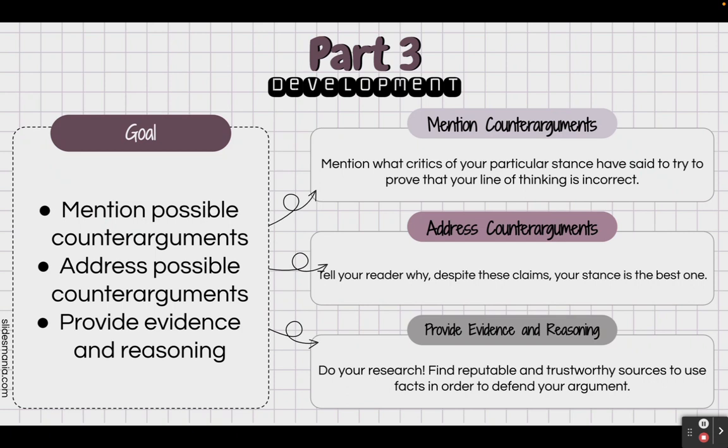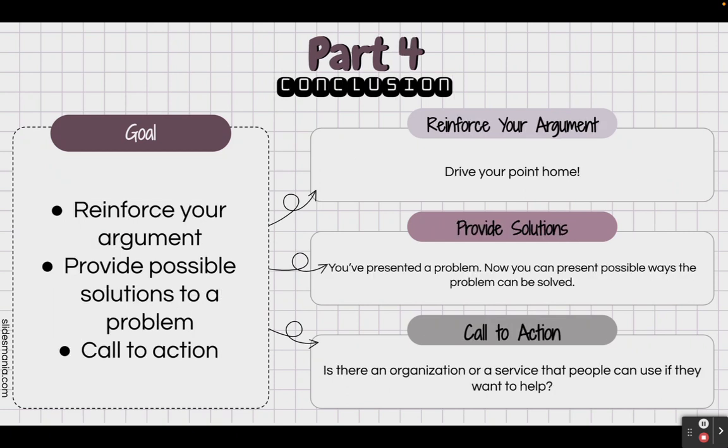Do your research. Find reputable and trustworthy sources to use facts in order to defend your argument. If you can't find a reputable source supporting your point, that's your sign that you might want to reevaluate the point that you're trying to make. You might have to go back to square one, but it's better than trying to defend a point that is not defendable. And part four is the conclusion.